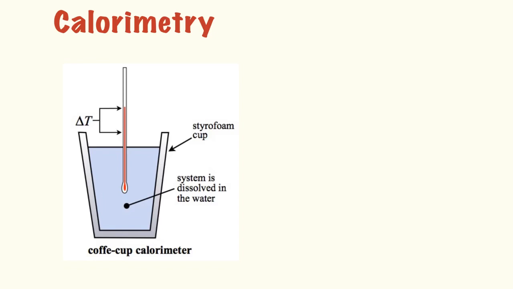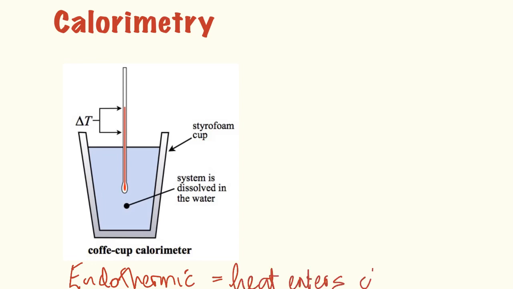Now way back when, you learned a nice little thing about things called endothermic, which means heat goes in. Now, where does it go into? It enters the chemical. And of course, we have the opposite of that, which is exothermic. And this means that heat leaves the chemical.